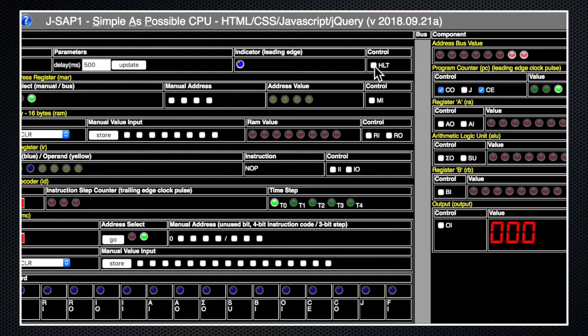If you recall, we mentioned that our programs will be programmed in RAM, and RAM is another component that can interact with the bus.